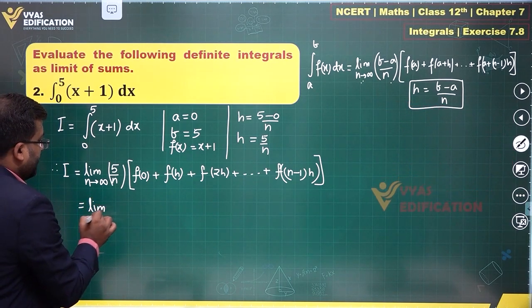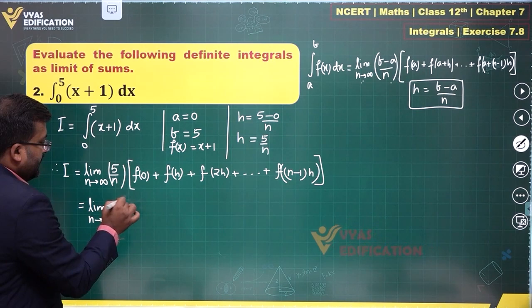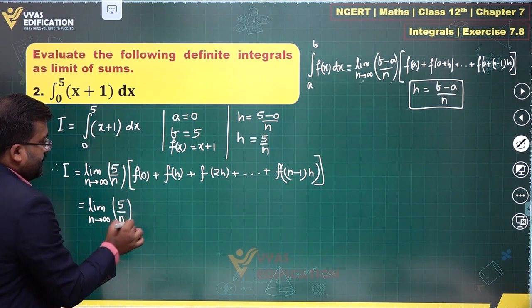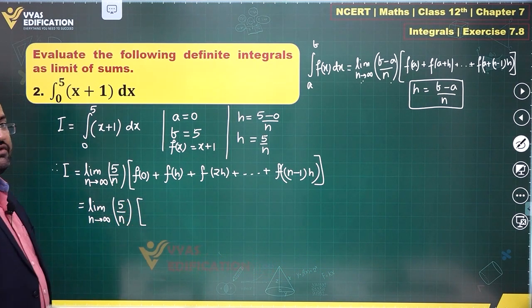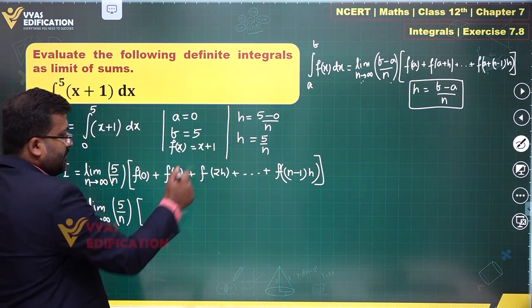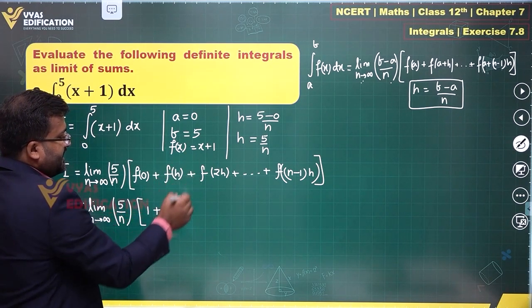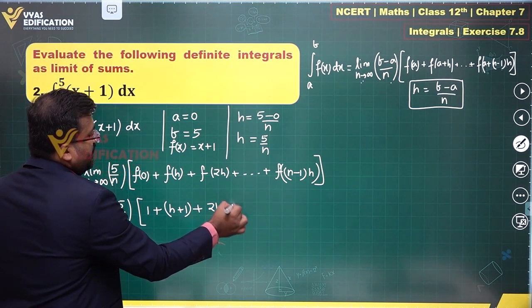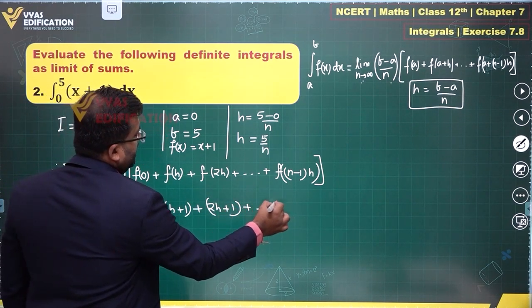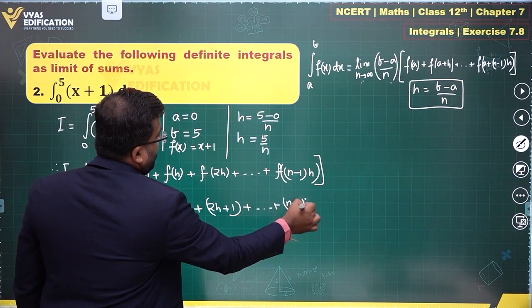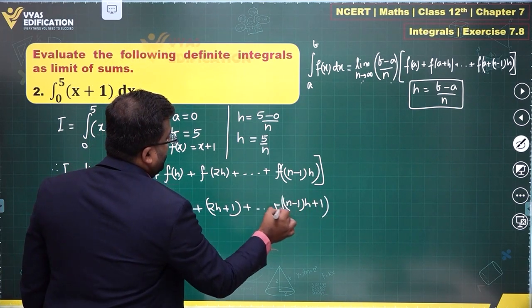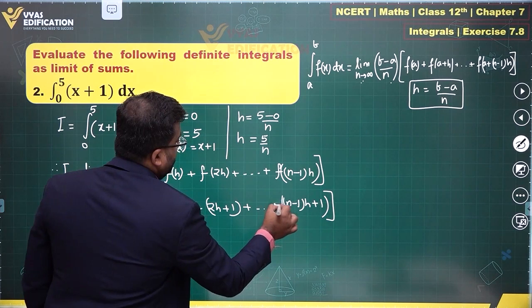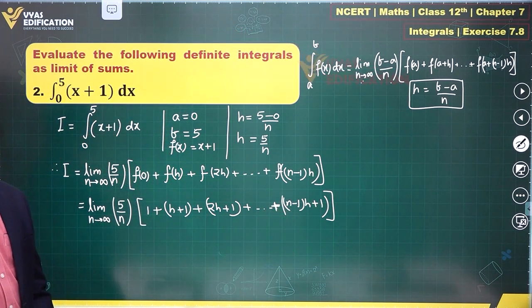Limit n tends to infinity. This is 5 upon n, which is pretty simple. In the brackets you have f(0). f(0) can now be replaced by 1. f(h) is nothing but h plus 1. f(2h) is 2h plus 1 plus dot dot dot. This is (n minus 1)h plus 1 in the bracket, and close the bracket after that. This is what you get.